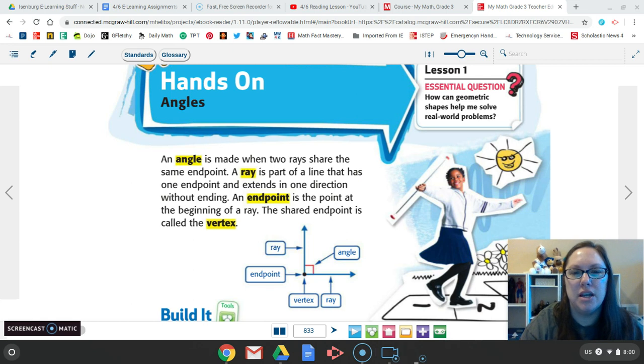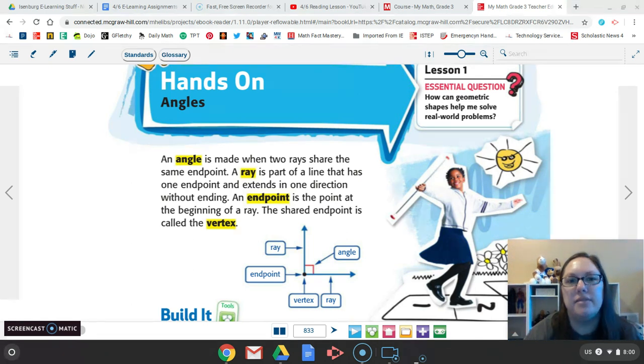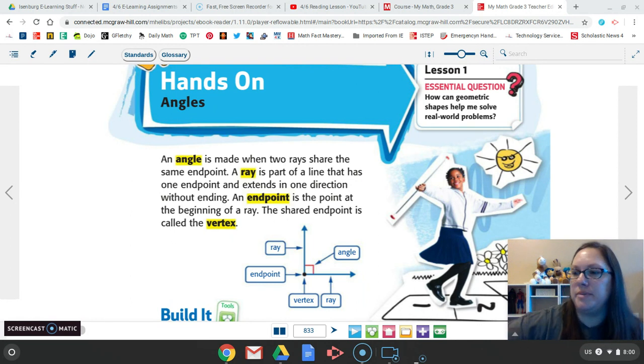Hey kiddos. Okay, so this is going to be your math lesson for April 6th. And for the next couple weeks, we're going to be talking about something called geometry. And geometry is the study of shapes. So that's what we're going to be talking about, different types of shapes and different types of figures.